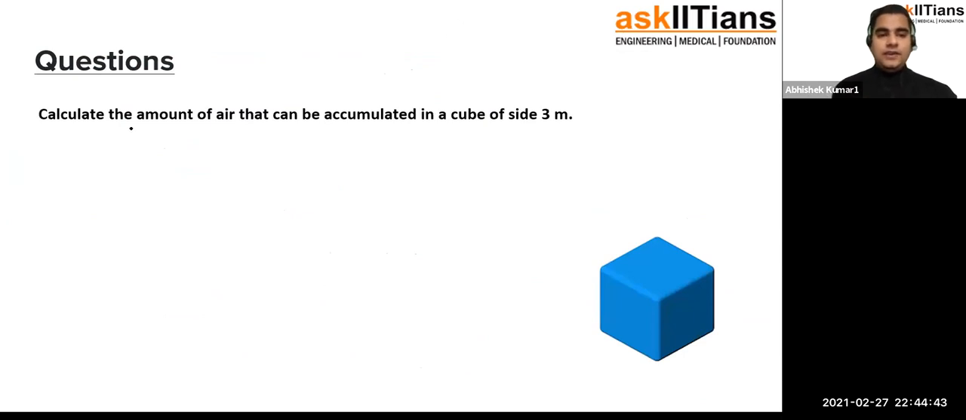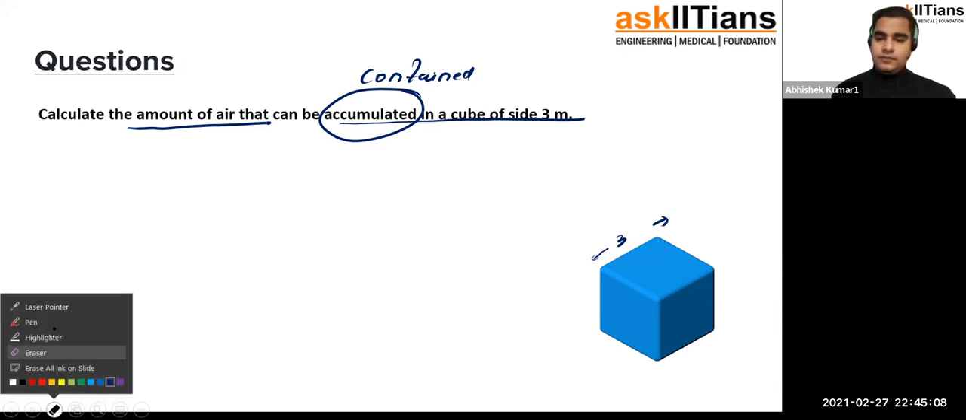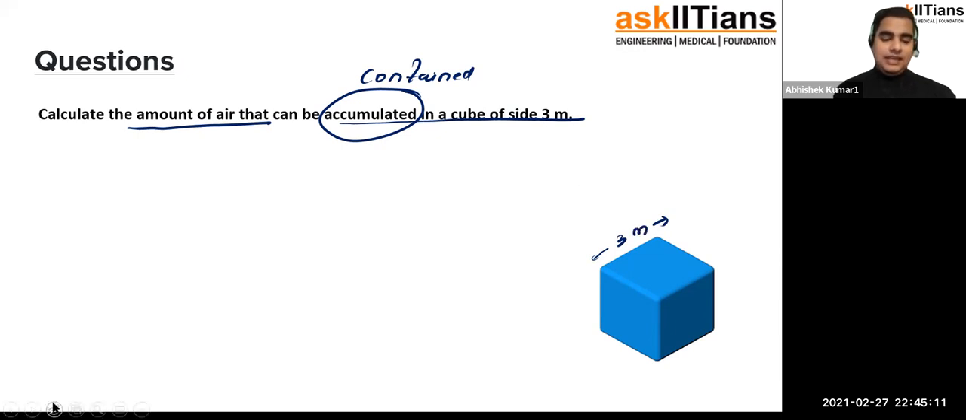Now they are asking you to calculate the amount of air that can be accumulated in a cube of side 3 meter. So accumulated means that can be contained. That's a dictionary meaning of this. In a cube of side 3 meter. So the length of the edge of this cube is 3 meter, not centimeter. So basically, what they are asking you indirectly is you have to find out the volume here.